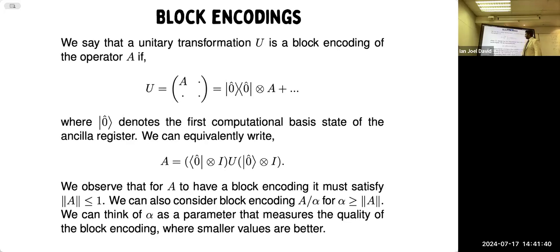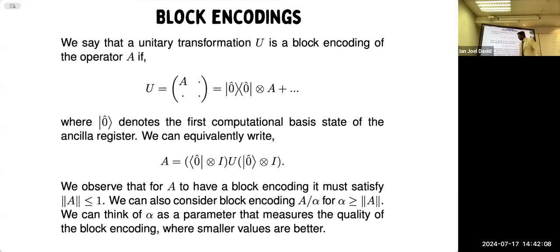So just a block of matrix segments. And you can write this using your bracket notation in the following way, where this 0, 0 is going to denote the first computational basis state of the ancilla register. Okay. So we can also equivalently write it like this, by sandwiching U in between these two operators, which extract out just A. That's all it's doing.